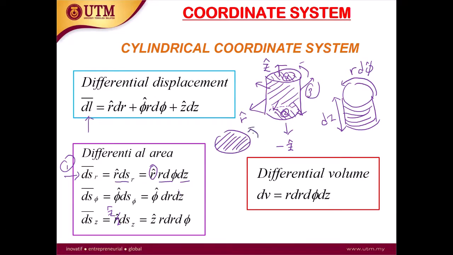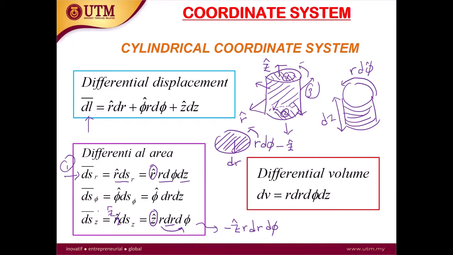It depends on the curve, which is defined as r dφ, and it also depends on the radius. That means when the radius increases, the surface also becomes bigger. So it depends on dr, the increment along the r direction. So we have r dr dφ, and the direction is facing z. For the bottom surface it's basically the same thing, except it's facing downward, so the vector becomes negative z r dr dφ.